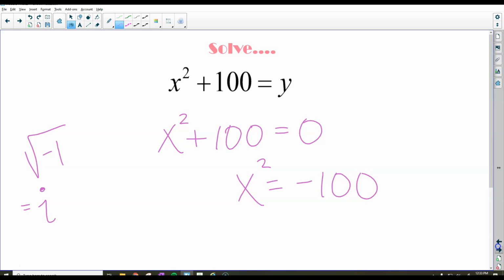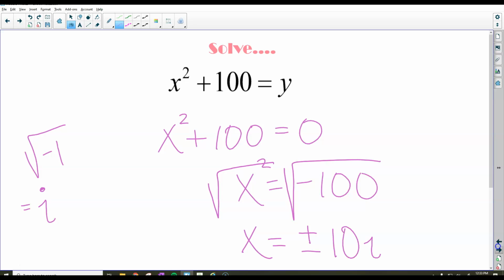We're about to draw a square root symbol, right? It's also a positive and a negative i. So x is going to equal positive and negative 10i. We had to solve it with imaginary numbers because it really does not cross the x-axis. If it really crossed the x-axis, we would have real numbers. It does not cross the x-axis, so we use imaginary numbers.